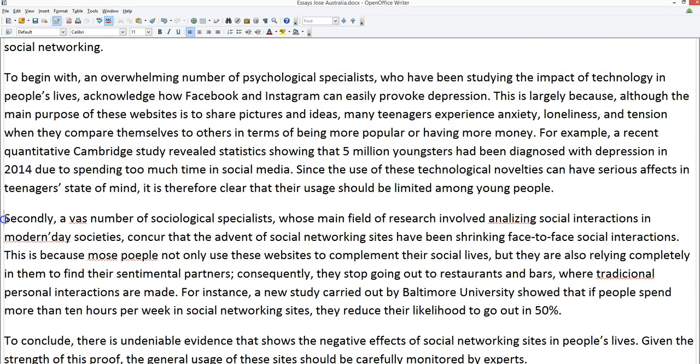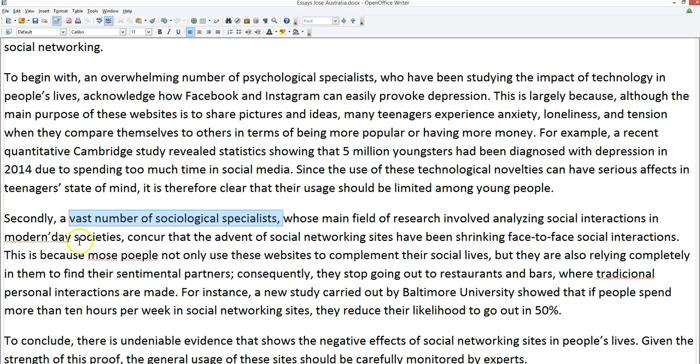And if we look at this one here, again, the initial, analysing, it's not analysing, that means something else. So a vast number of sociological specialists whose main field of research. So you can see he's been using certain sentences he's got from somewhere, maybe from some website or something. But again, we don't need this. All that we need is a simple statement. Secondly, it has been argued the advent of social networking sites have been shrinking face-to-face social interactions. Right, that would do fine. That's it. We don't need this.